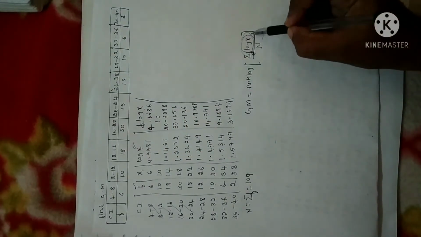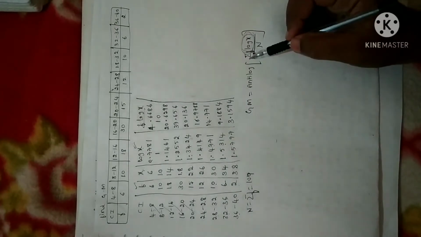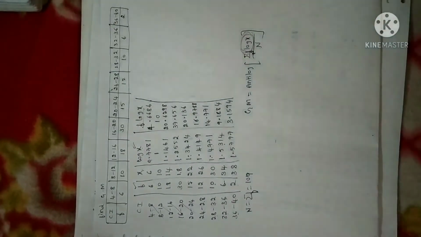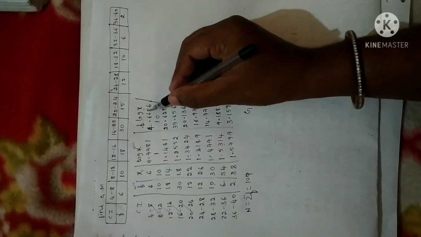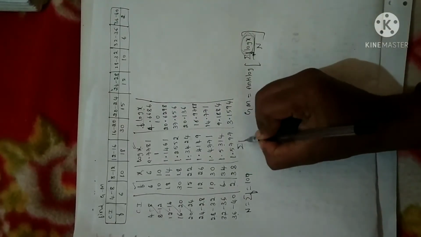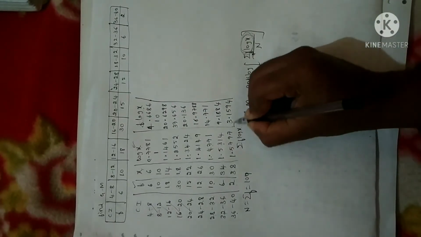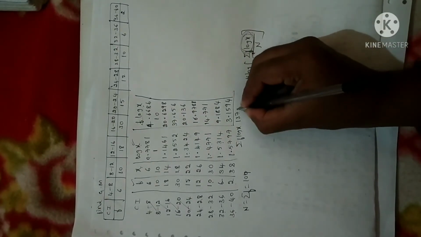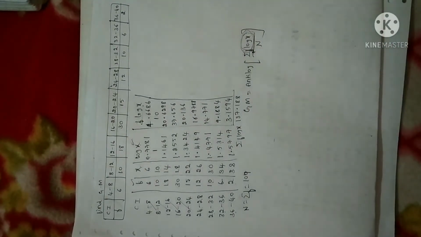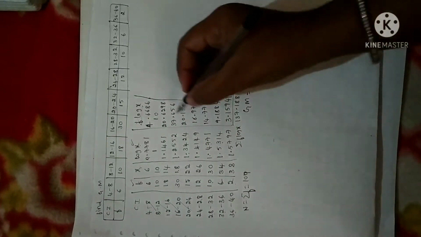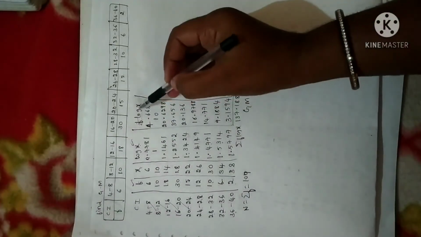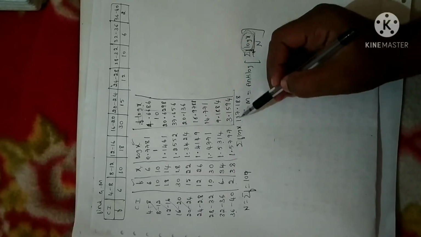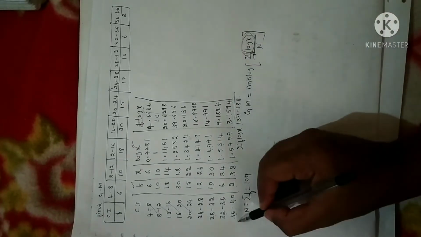Now what I need is to calculate the summation, that is sigma f into log x. For that I have to add all these values. So let me write here summation f into log x. If you add all these values, you will get 137.188. Fine. So all these values give us 137.188.